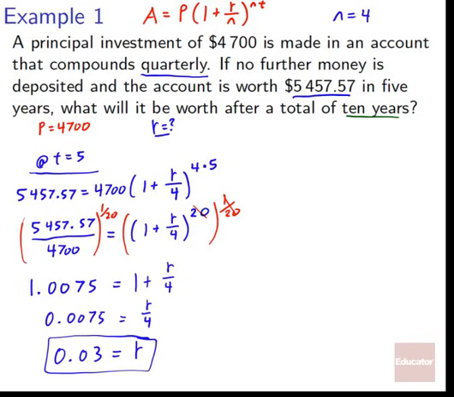So now we can use this information to look at the 10 years. So at t equals 10. At this point, we've got everything that we need to know except for the amount. So the amount is the unknown. We don't know what it's going to be worth, but we do know what the initial principal was, $4,700.